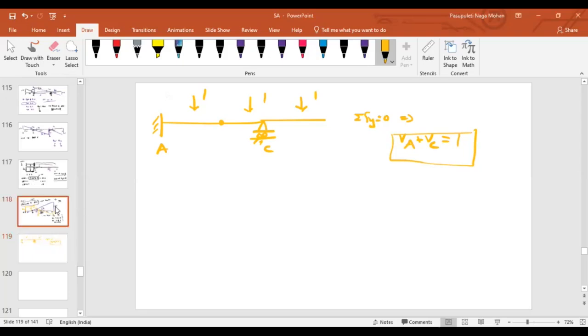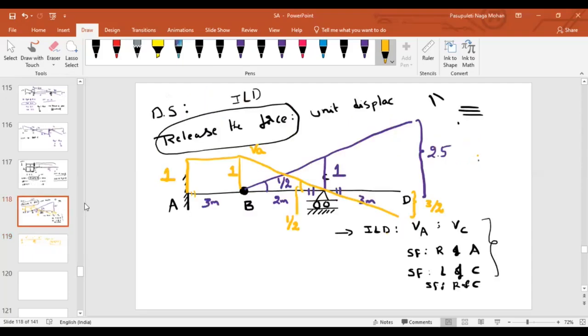In the same way, in these two diagrams, if we add the ILD for VA plus the ILD for VC at any point, they both should give 1. Can I write this equation or not, based on the equilibrium equation? Yes, sir.